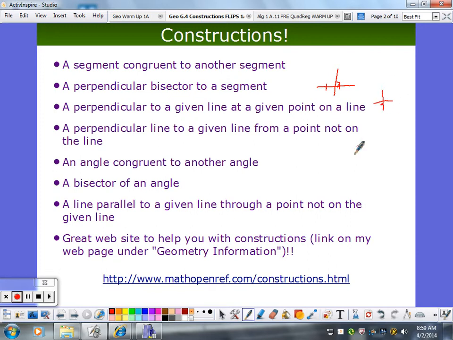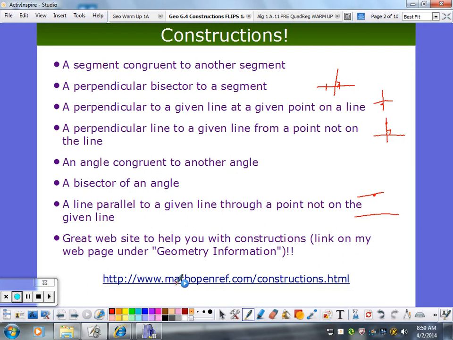So you're going to draw a line through there. Perpendicular, point not on a line. An angle congruent to another angle, bisecting an angle, a line parallel to another line. So here's a line, here's a point. We're going to be constructing a line parallel to it. There's other things you can do with it.